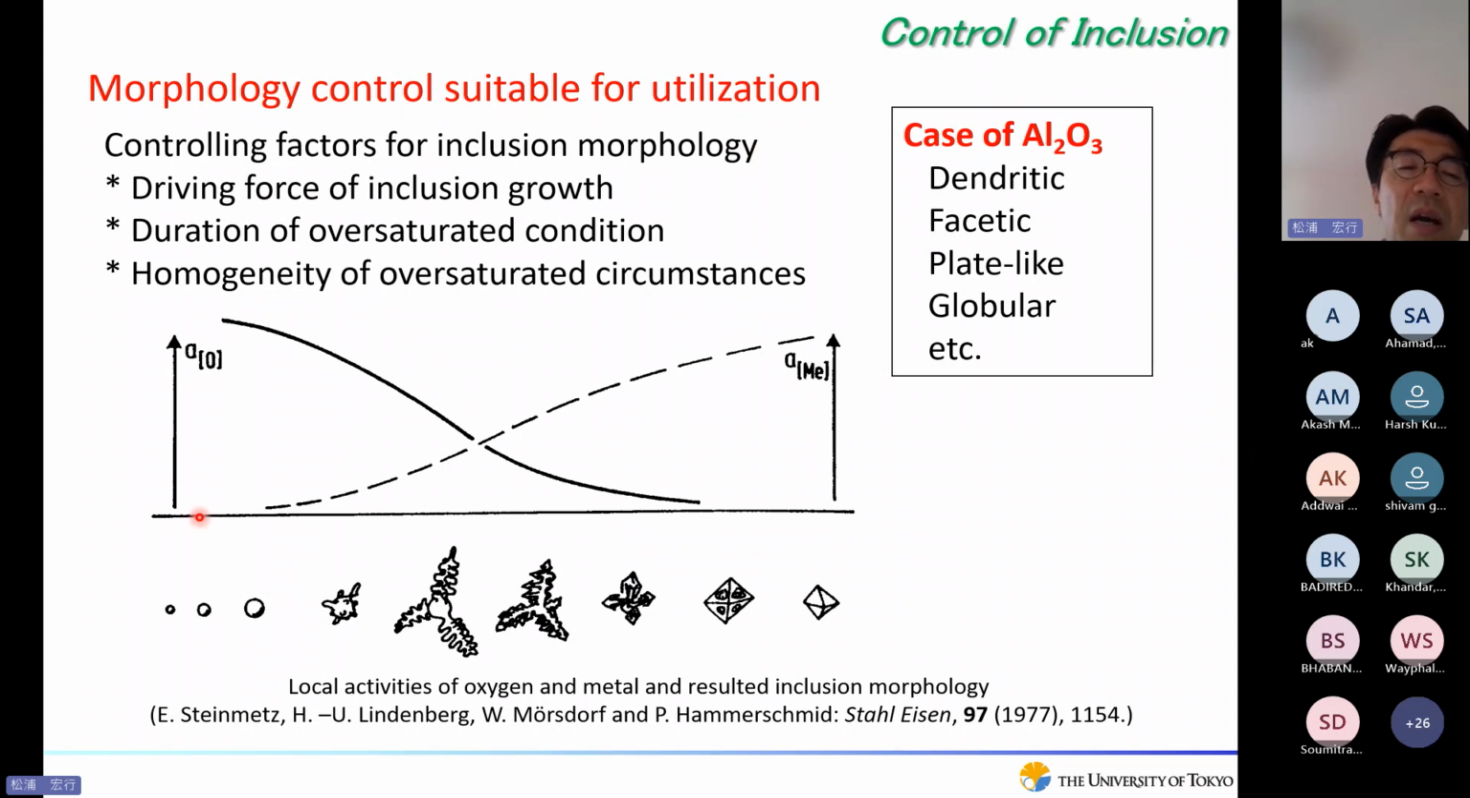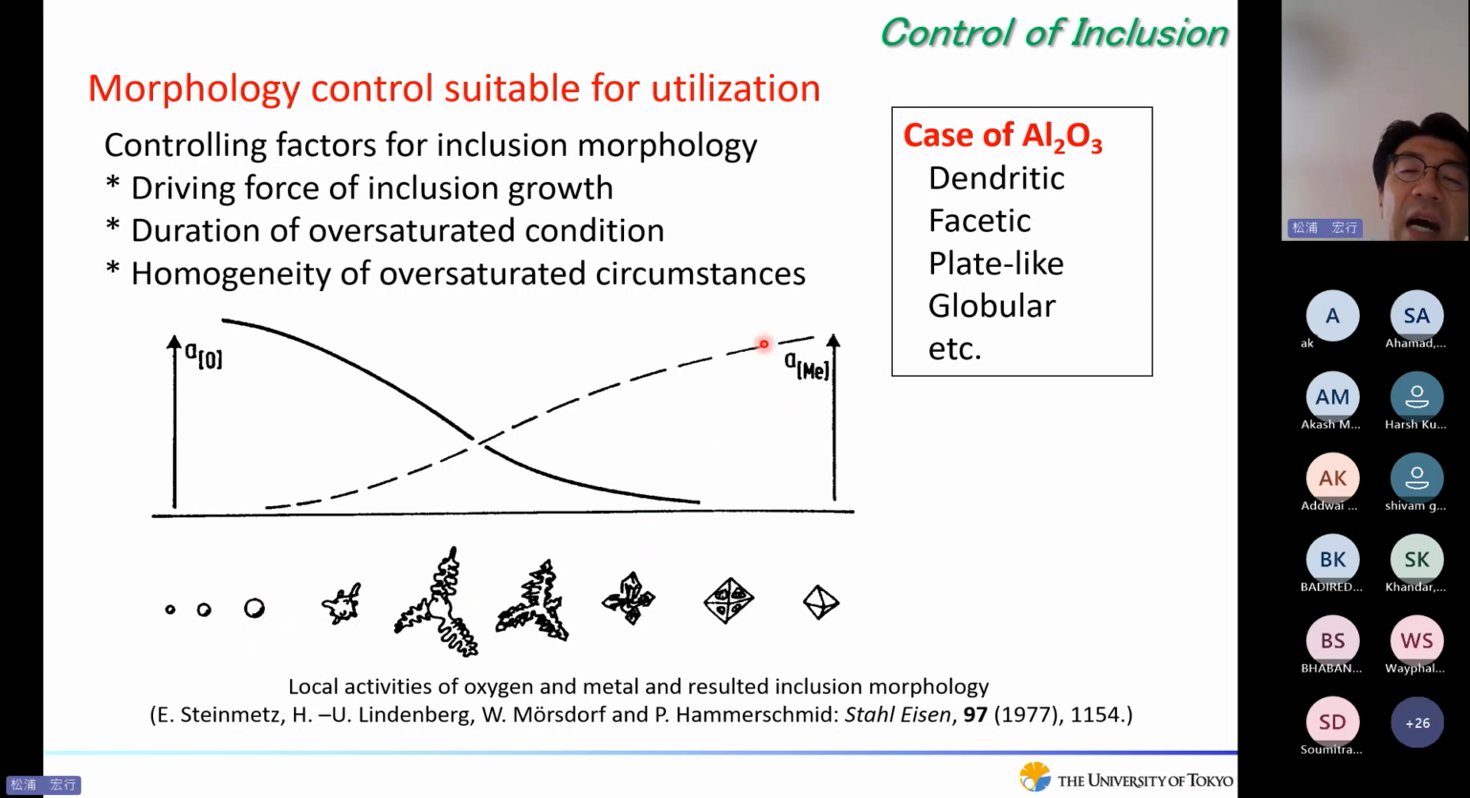This is just one example to show the relation between the local activities of oxygen as well as the metal. Here is the activity of oxygen. Here is the activity of metal. And then some resulting oxide inclusion morphology is schematically drawn here. So if you have a very high oxygen activity with a quite low deoxidizer activity, you can usually produce the spherical tiny inclusions.